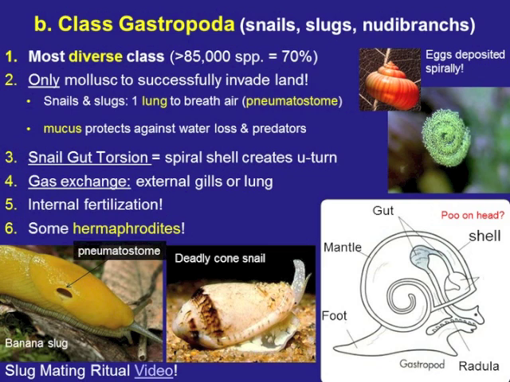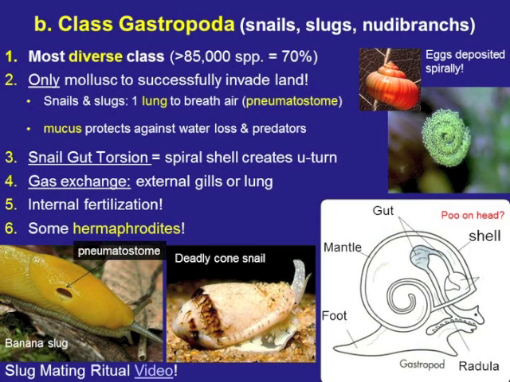Further looking at class Gastropoda, the snails, slugs and nudibranchs, they are the most diverse class, with over 85,000 species described. They are the only mollusk to successfully invade land. So snails and slugs that are on land have one lung to breathe, called a pneumostome. They have mucus around their bodies that protects against water loss and predators. They have gut torsion, so a spiral shell that creates a U-turn. And then gas exchange, we see in gills or lungs. They have internal fertilization, and some are hermaphrodites.